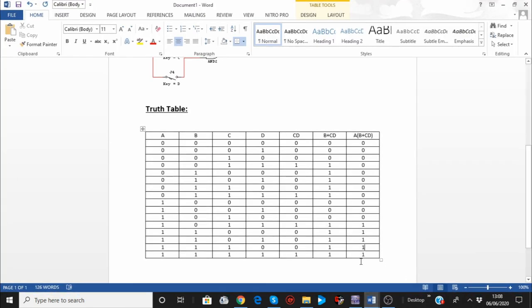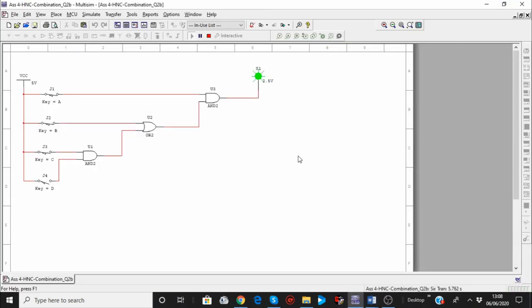And also the last one, A, B, C, D, all of them on, and the output is true, the same. It's true. You can see that. Now, as soon as I turn A off, it goes off. So that is your truth table tested.